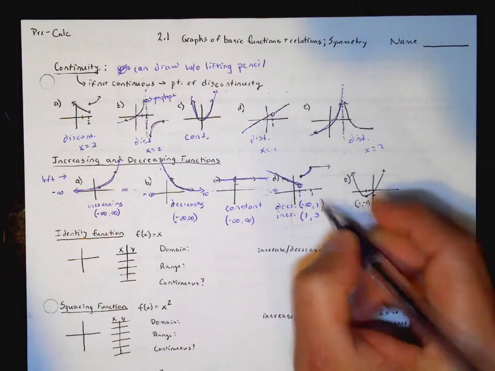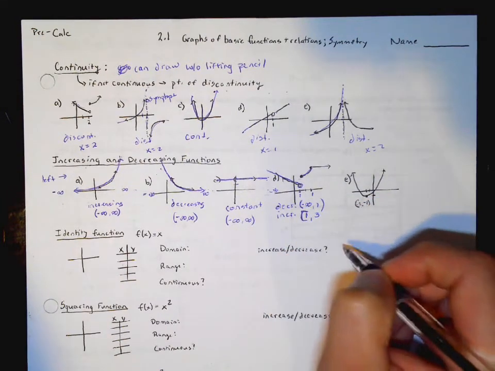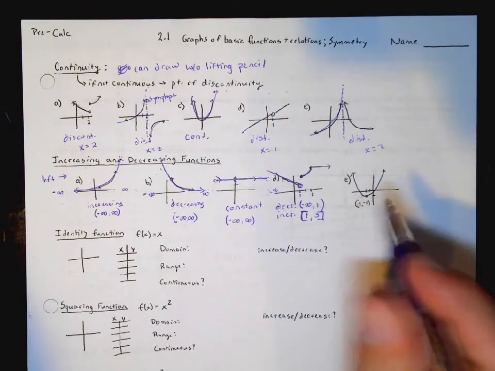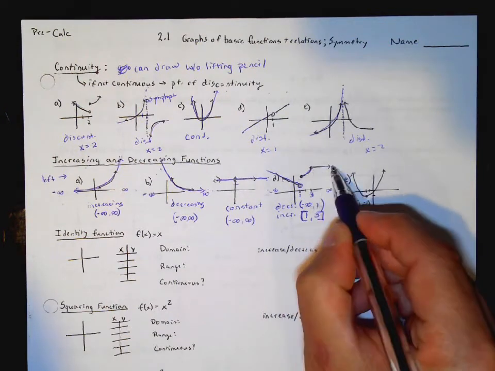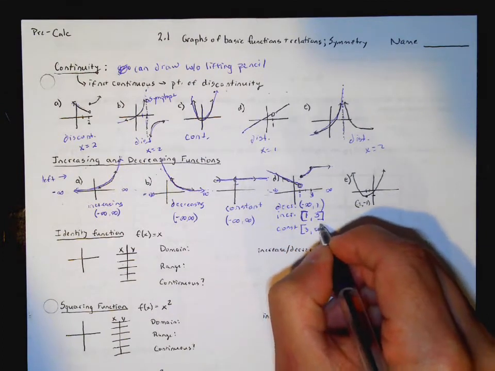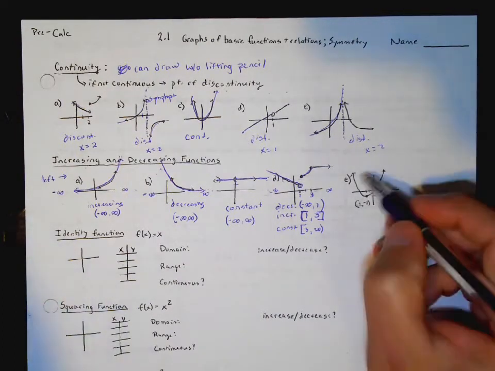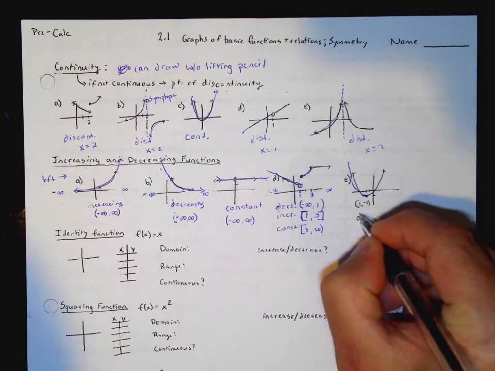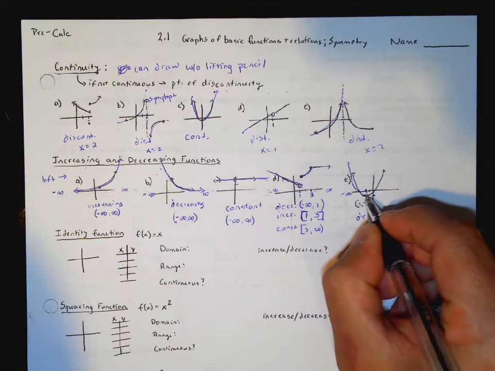Now, I made a little mistake there. Notice that we're equal to at 1, so I need to have that bracket. And at 3, we're also equal to there, so that bracket. And then from 3 up through infinity, it is constant, from 3 to infinity. And for E, start on the left side. It's coming down, so it's decreasing from negative infinity up until negative 2.